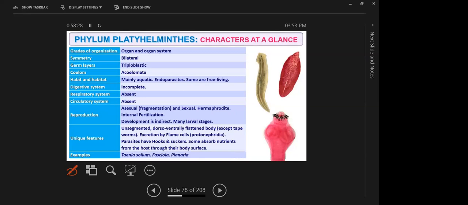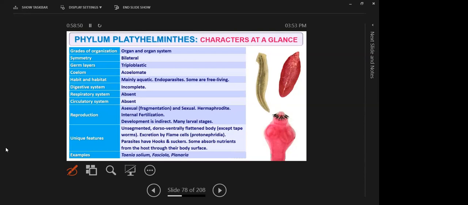So Porifera for Nitya. Who did Cylinderates? Purvi. So Cylinderates for Purvi. Ctenophora for Sadhana. Now Swara, you will do Platyhelminthes.